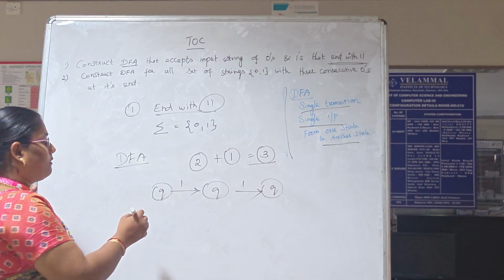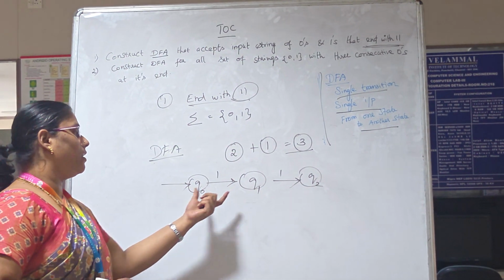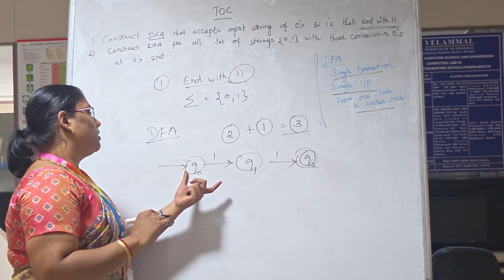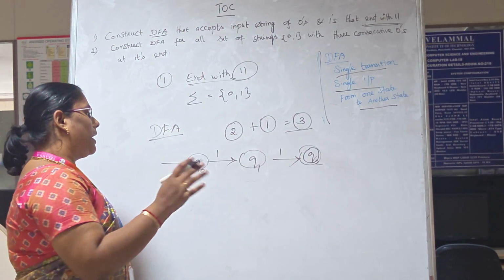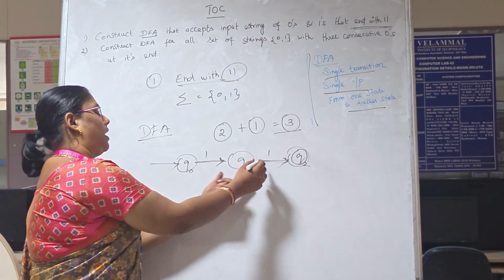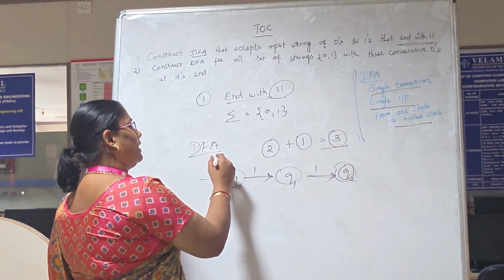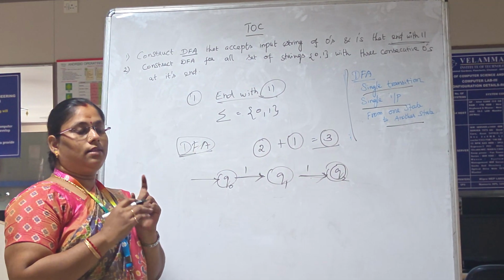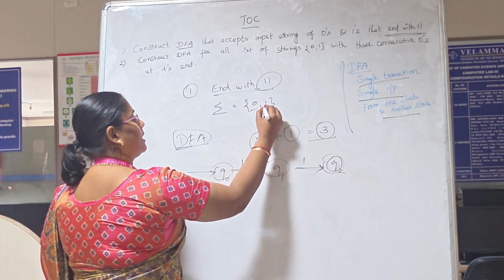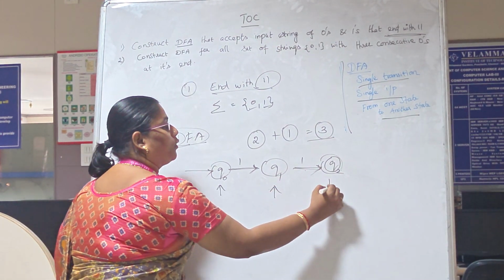As we know, we start from Q0, then Q1, Q2. This is my starting state and this is my final state, so I should draw a double circle. The condition is that it should end with 1 1, so I have written 1 on this transition and 1 on this one. Once I read the inputs 1 and 1, I reach the final state, so the condition is true. But in a DFA, I have to draw the transition for each and every input. They have given 0 as an input as well as 1, so I have to draw 2 inputs for each and every state.